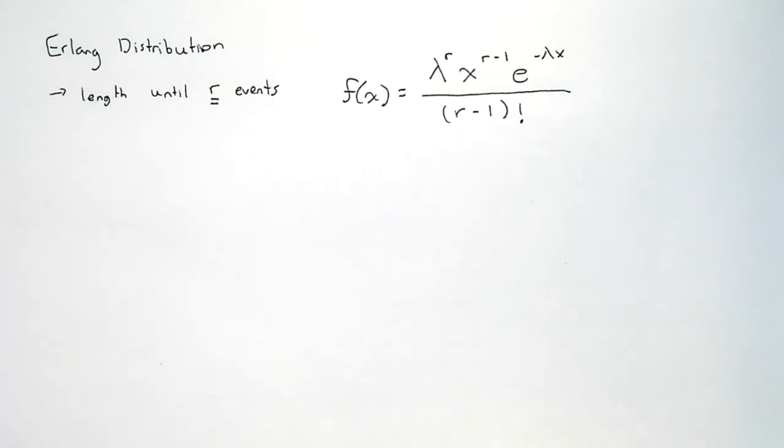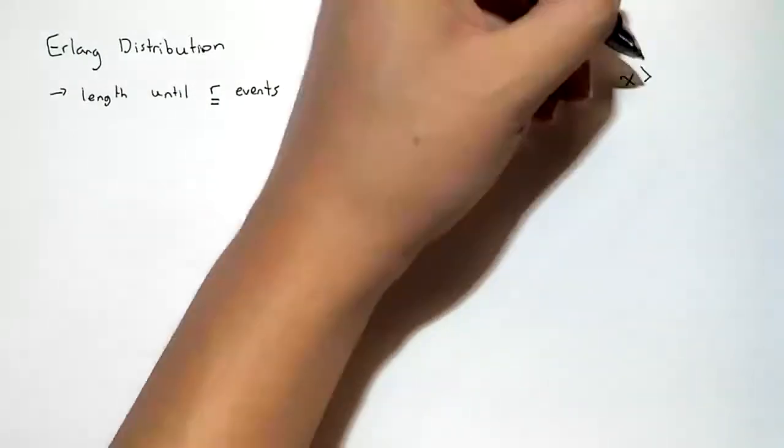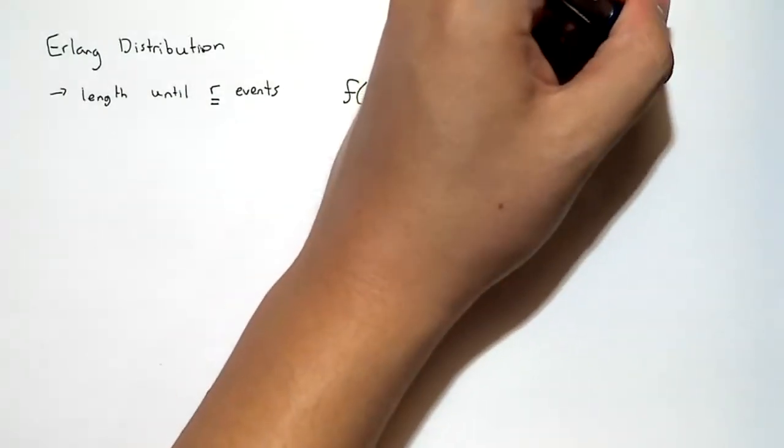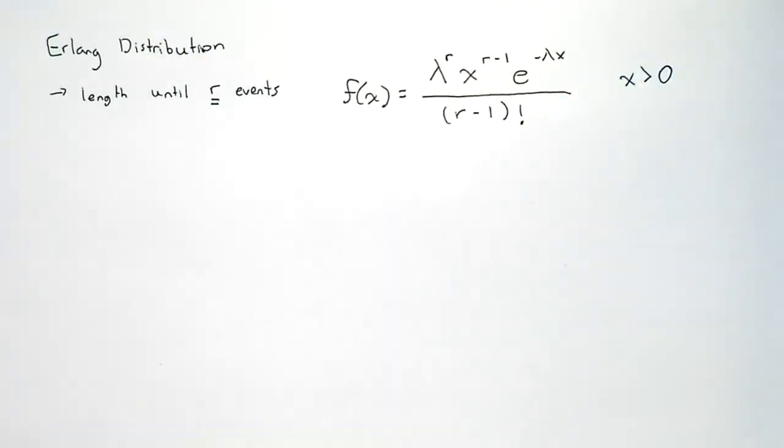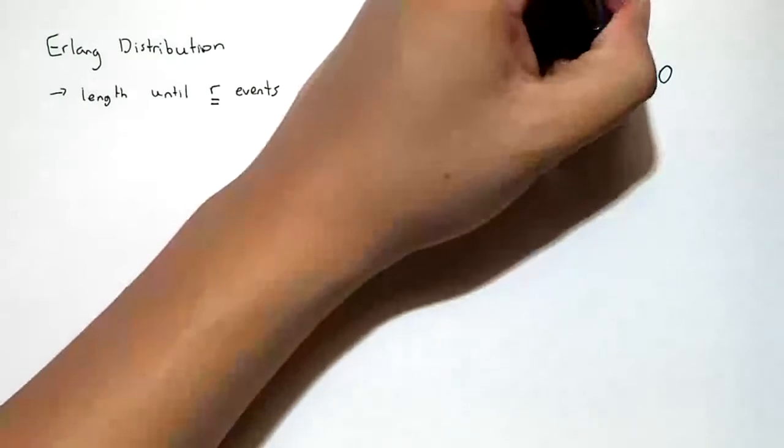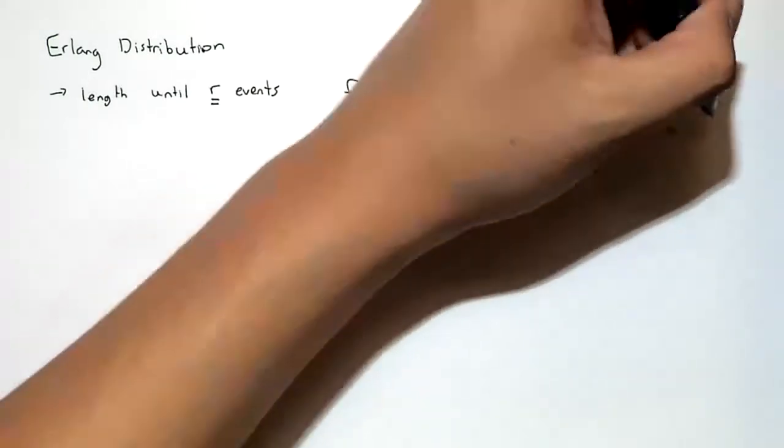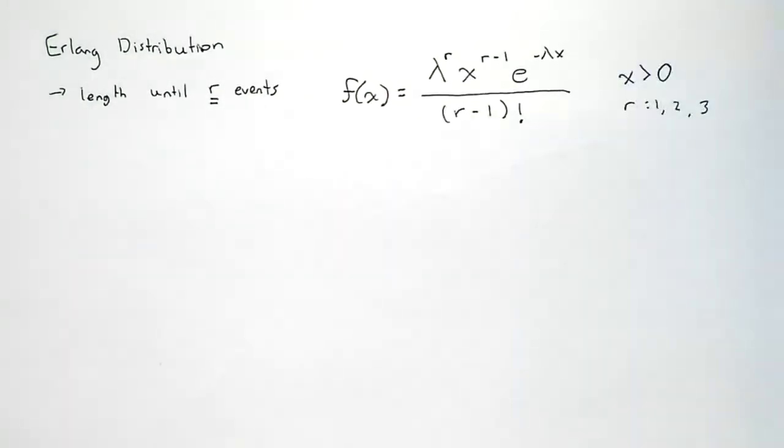There are some limits here. For example, x has to be greater than 0. Remember, this is an interval length or time interval. There's no such negative length or negative time, at least for the purposes of this class. But then r has to be an integer as well, because we want successive events. We want successes. A success or failure, there's no such thing as 1.5 successes, for example. That is the Erlang distribution.